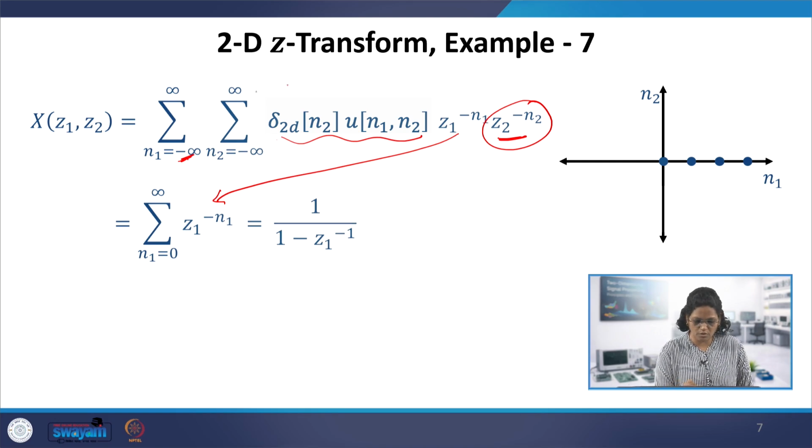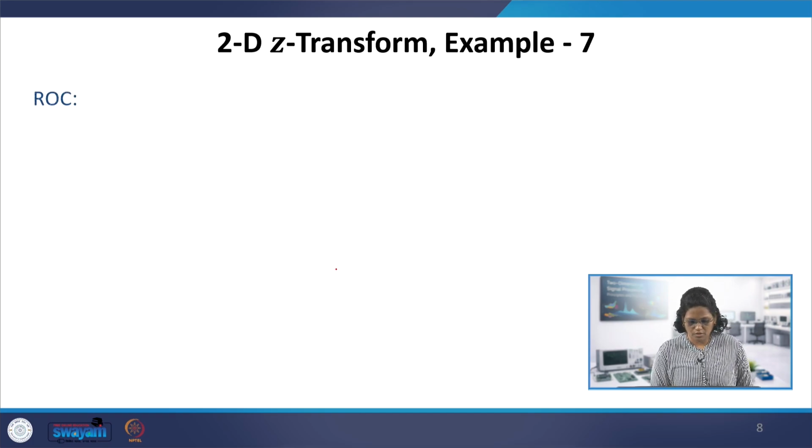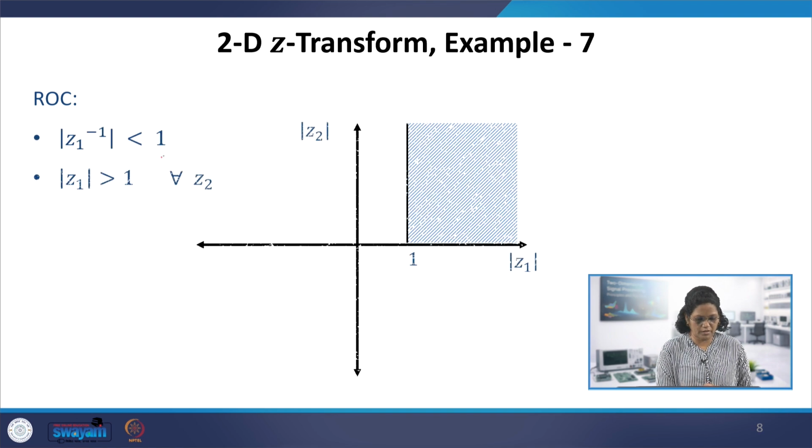So the whole summation of this product of two sequences results in a simplified form: n1 varying from 0 to infinity, summation of z1 power minus n1. So this one is 1 by 1 minus z1 power minus 1. What should be the ROC? So z1 power minus 1 should be less than 1. So z1 should be greater than 1.